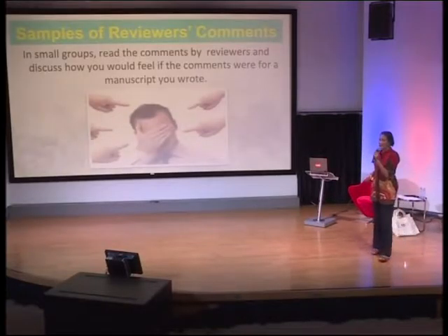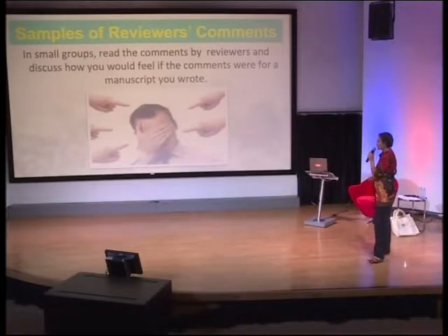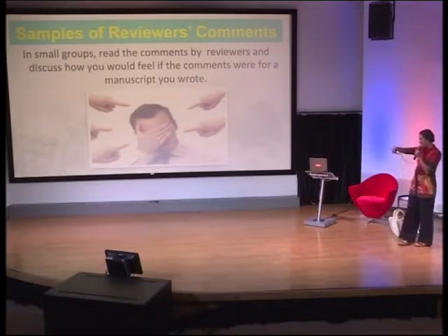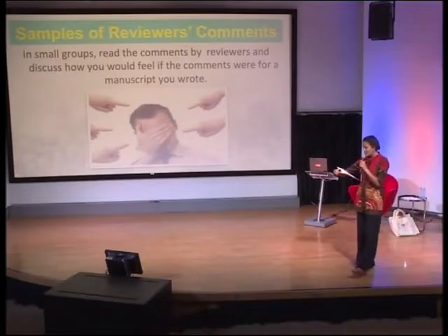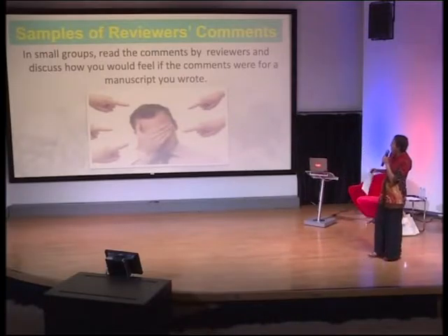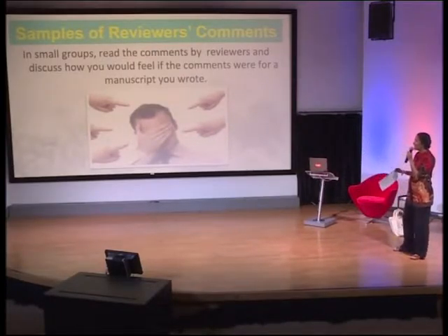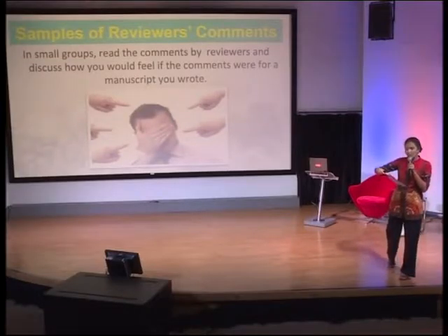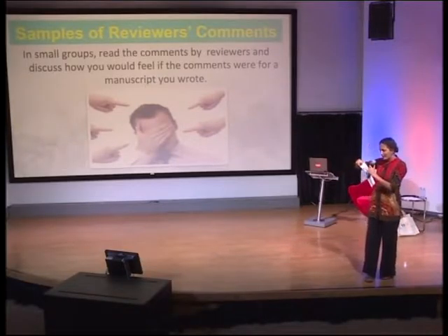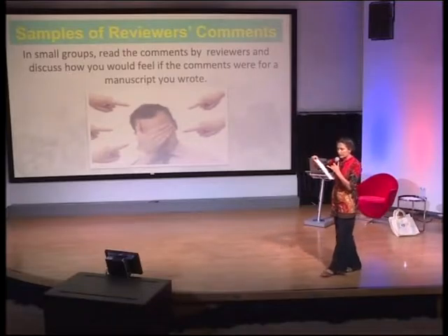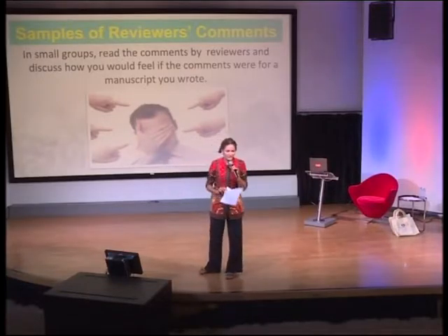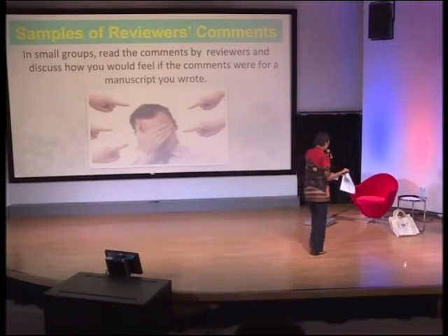So we are going to work in small groups, maybe now groups of 4. You have a handout number 1. You have some samples of reviewers' comments. So there are possible responses that you might receive from your reviewers. So I want you to read the comments and discuss how you would feel if the comments were for a manuscript that you wrote. And which comment would you prefer to get, or which comment would you not want to get? So from handout 1, just look at the samples of reviewers, the first half. Okay, so let's form groups of 4 and have small discussions. Okay, I'll give you maybe 5 minutes for this. Go ahead.